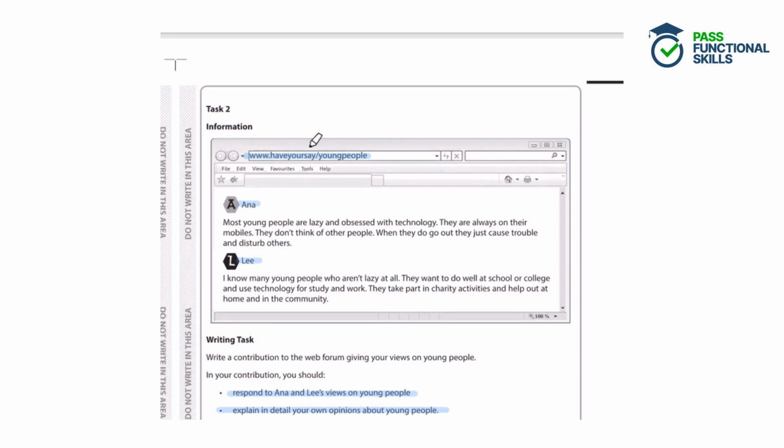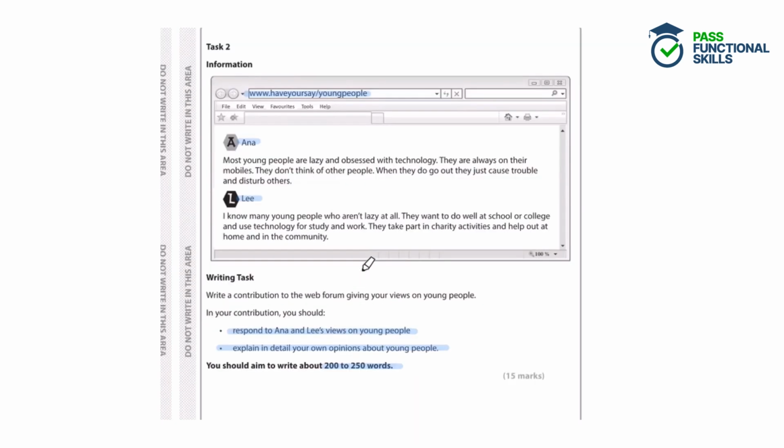It's helpful that we have this web forum in front of us because it gives us a really good idea of what our contribution should be like, because we're writing a contribution just like Anna and Lee's, but ours will have to be considerably longer. So now let's take a look at a model answer for this question.